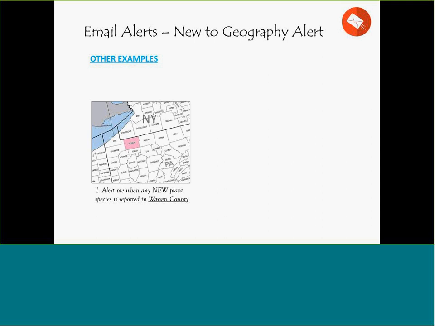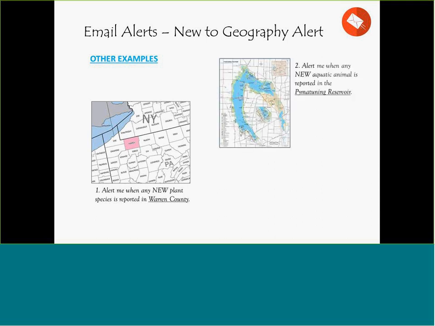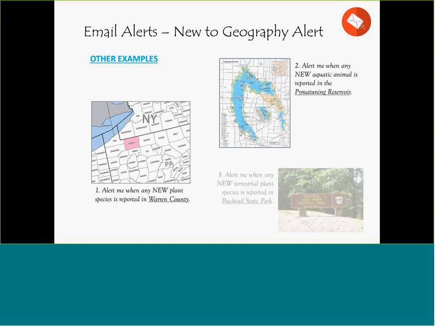Examples of the new to geography alert would be some of these. You would say, alert me when any new plant species is reported in Warren County. You could also say, alert me when any new aquatic plant is reported in the Pymatuning Reservoir. Maybe you're a watershed specialist and you want to keep tabs on what's being found there. You could also say, alert me when any new terrestrial plant species is reported in Bucktail State Park. So maybe this is an area that you help to manage or that you visit often and you want to keep tabs on what's being found there that's new. Those are examples of the new to geography alert that you could potentially set up.